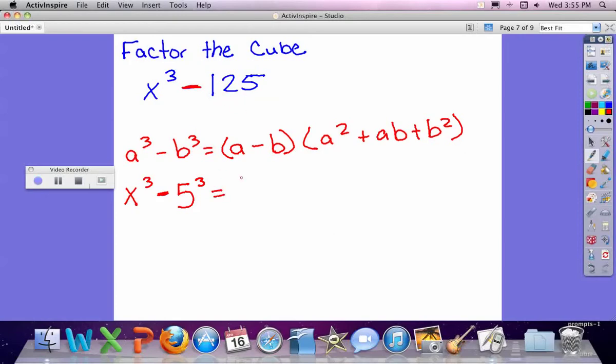So A minus B would turn into x minus 5. A squared would become x squared. A times B would be 5x. And B squared would be 5 squared, but I know that 5 squared is 25, so I'm going to go ahead and write in 25. So we have factored that problem.